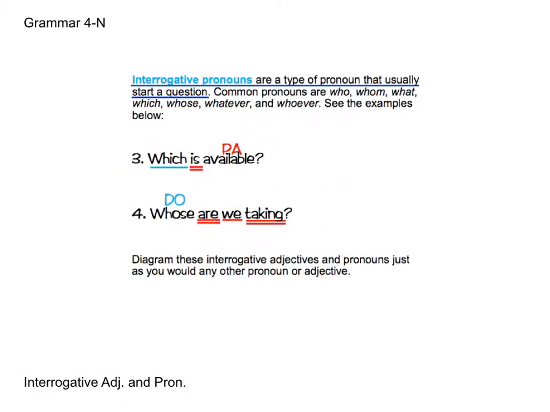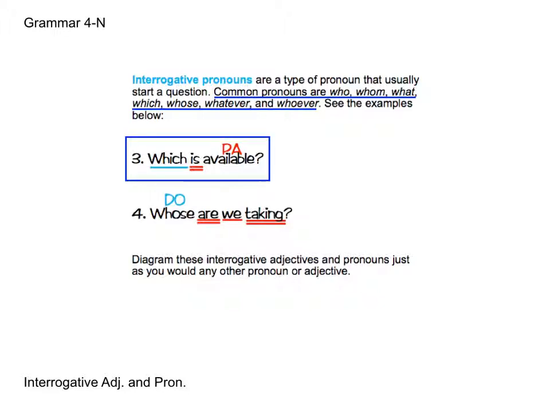Now we can move on to interrogative pronouns. These are also pronouns that usually start a question. And that's an important thing to notice. The pronouns will start the sentence, start the question, but that does not mean it's going to be the subject. So just make sure you watch out for that. Common pronouns: who, whom, what, which, whose, whatever, and whoever. Notice that there is some overlap between the interrogative adjectives and interrogative pronouns. So you need to make sure that you are really paying attention to how the words in this sentence relate to each other. So let's look at the examples.